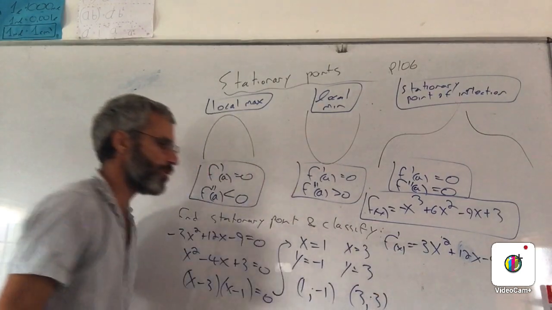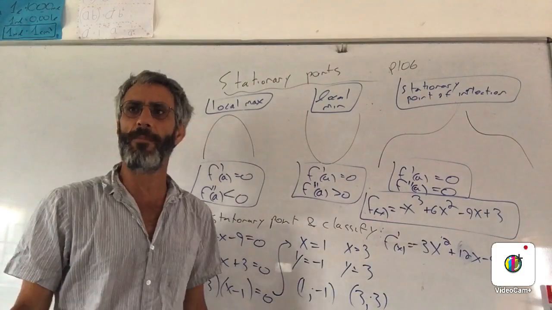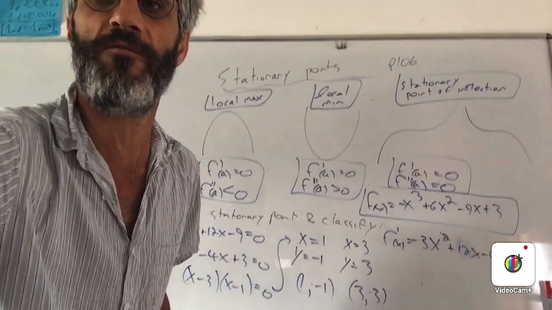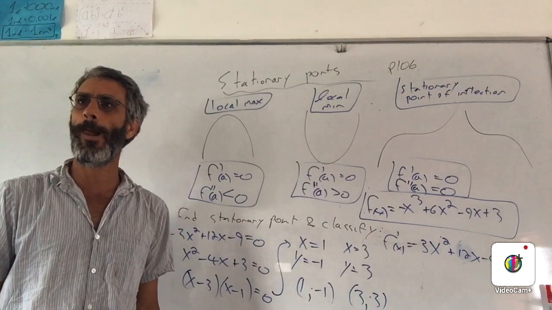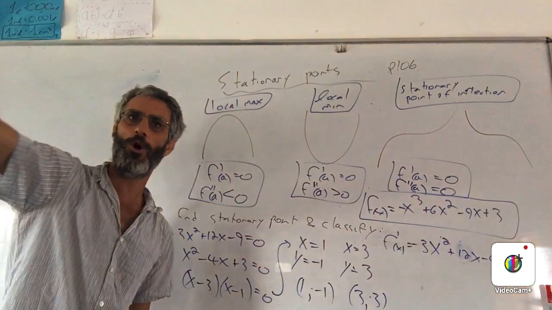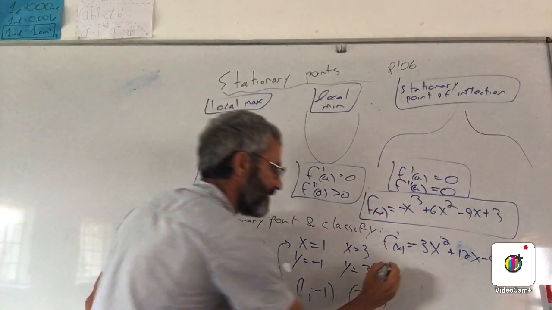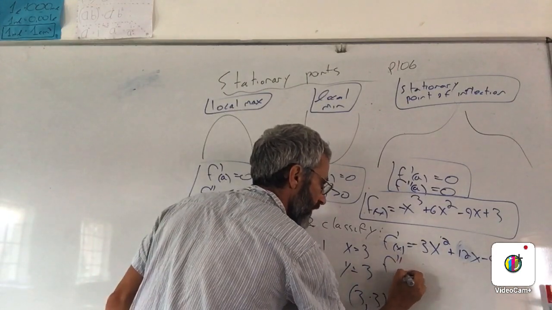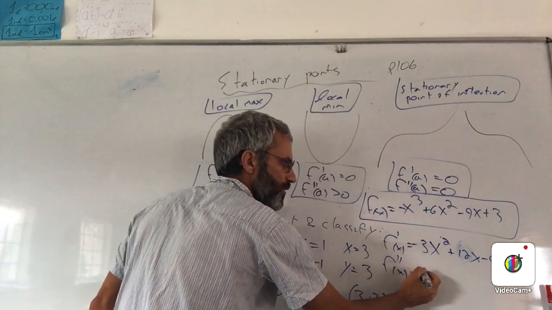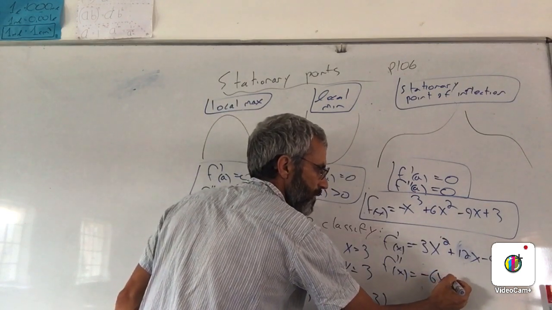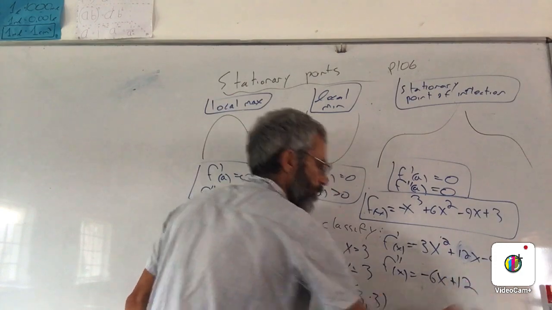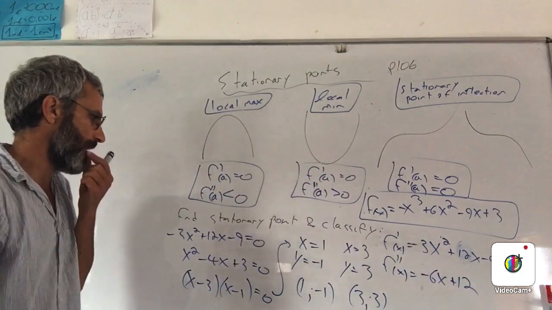But at this point we don't know what they are. Are they maximum, minimum, maybe they're point of inflection? How would we find out? What do we need to do now? Going back to what Oli said, I think. Find the second derivative. Okay? So we find the second derivative. What will this be? Minus 6x plus 12.